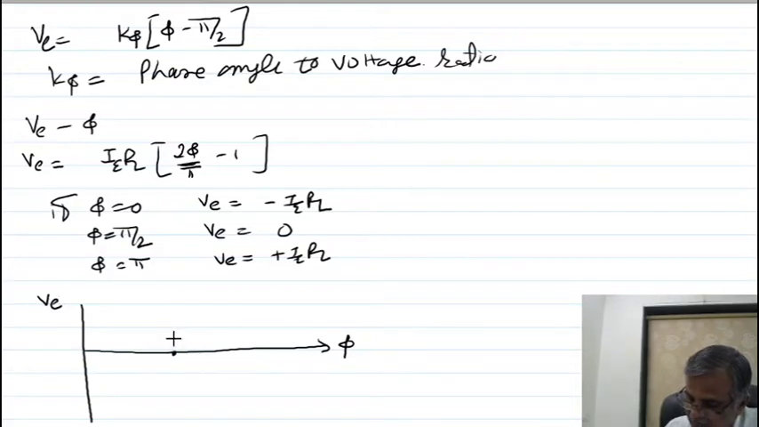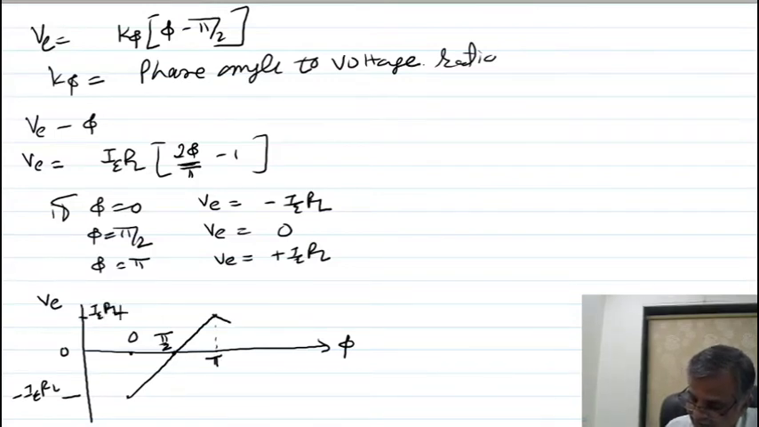you will get it like this. This is your 0. For 0 it is negative. How much negative? Minus I R_L. For pi by 2, the output is 0. For pi, the output is, this is your I R_L, this is your minus I R_L.